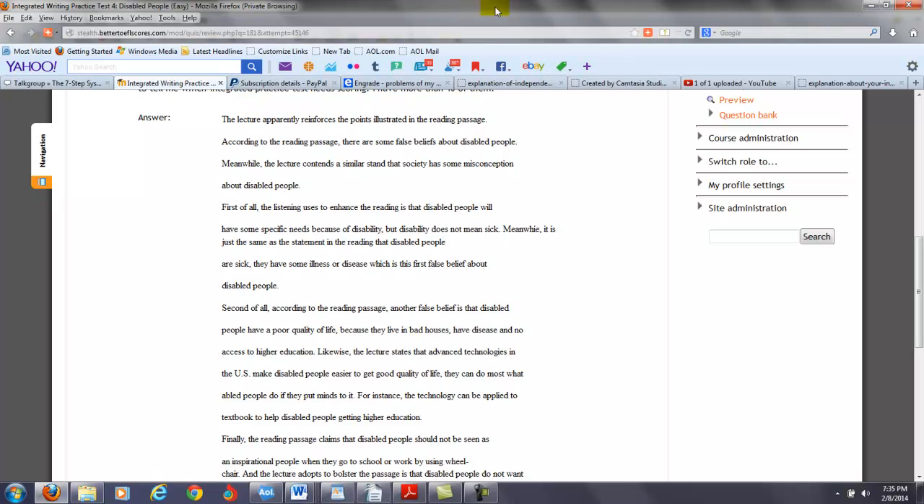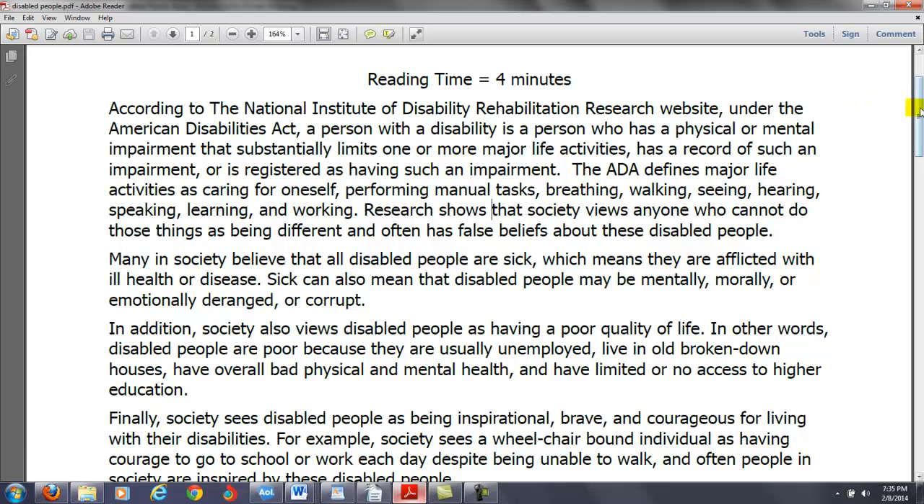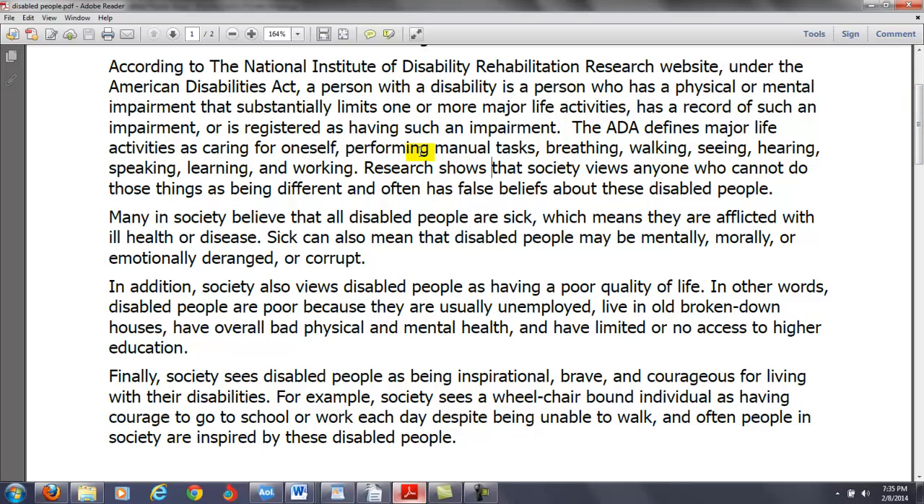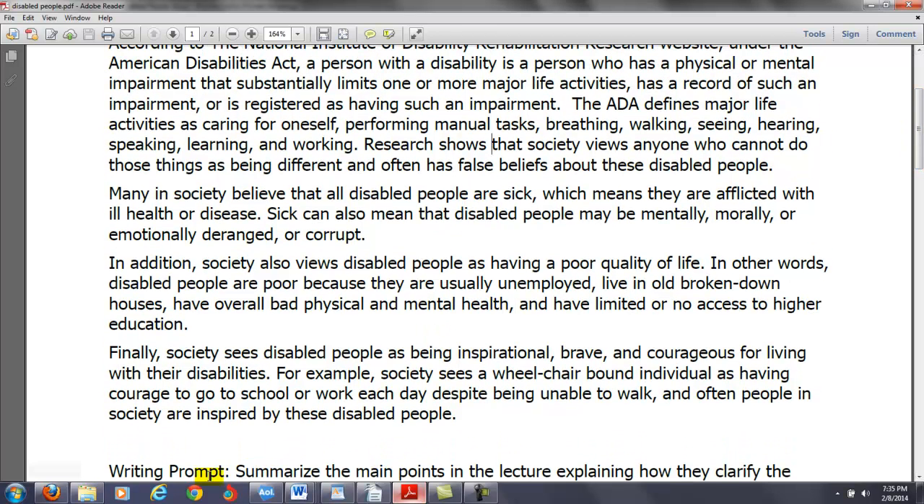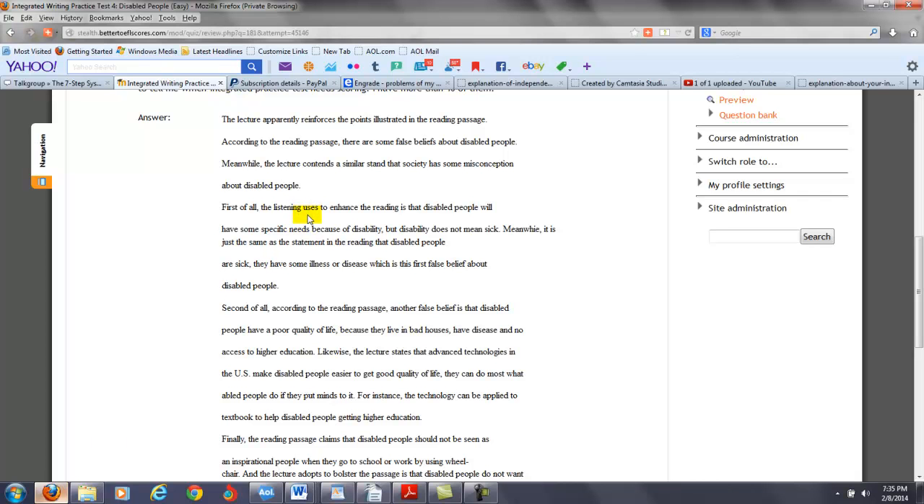Let's take a look over at the actual reading here. So it looks like in the reading it says, research shows that society views anyone who cannot do those things as being different and often has false beliefs about these disabled people. So the lecture also agrees that these are false beliefs, right? Okay, let's go back to your task. So you say the lecture. Now, here's the key. If you start off discussing the lecture here and then the reading, it's probably better to follow a similar format.